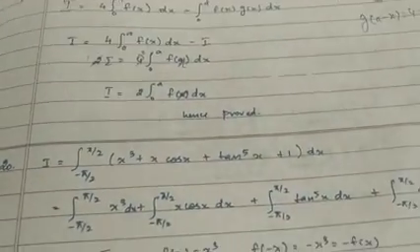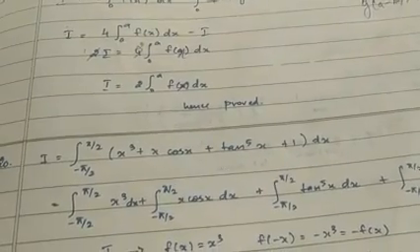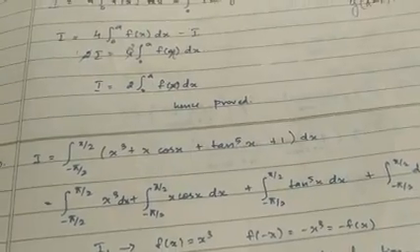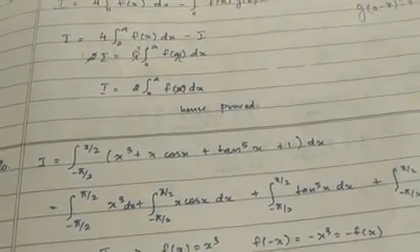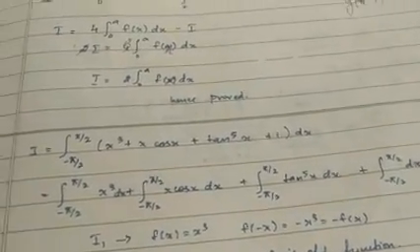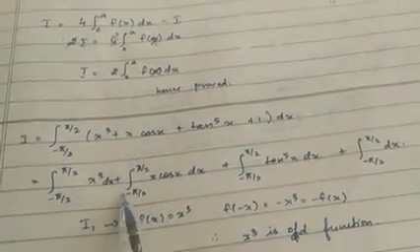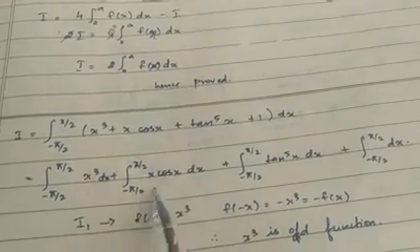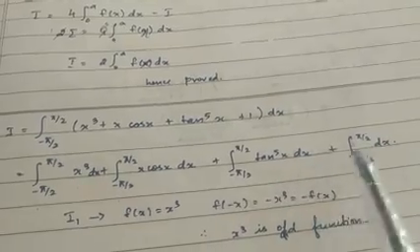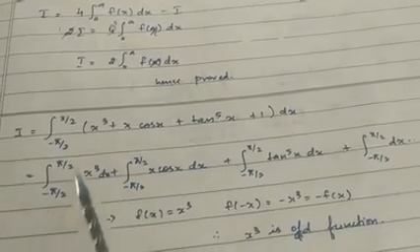The next question, 20th question, find the value of the integral minus pi by 2 to pi by 2 of x cube plus x cos x plus tan power 5x plus 1 into dx. Here you cannot take everything to be one function, so we are going to separate the function and the integral. When you separate the integral, you will be getting integral minus pi by 2 to pi by 2 x cube into dx plus integral minus pi by 2 to pi by 2 x cos x dx plus integral minus pi by 2 to pi by 2 tan power 5x into dx plus integral minus pi by 2 to pi by 2 dx.